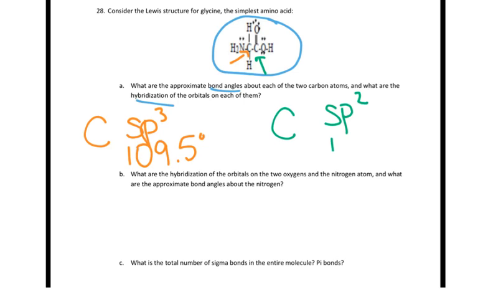All right, looking at the next problem, what's the hybridization of the orbitals on the 2 oxygens and the nitrogen, and what is the approximate bond angle of the nitrogen? So we have the 2 oxygens. I have the double-bonded oxygen I'm going to do in purple. The other one I'm going to make red. I had to change colors. And then the nitrogen I'll do in blue.